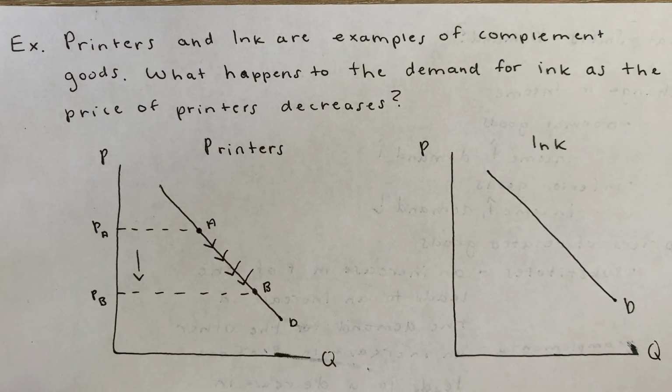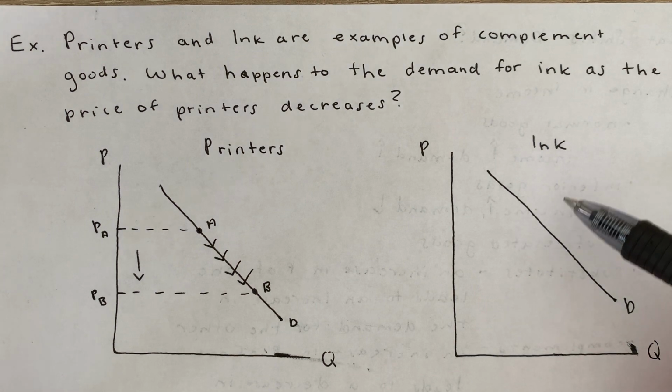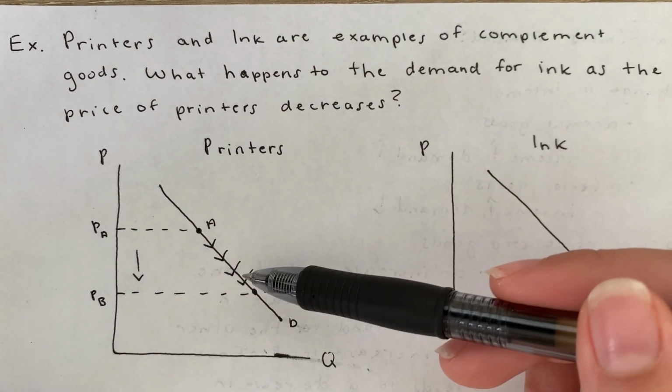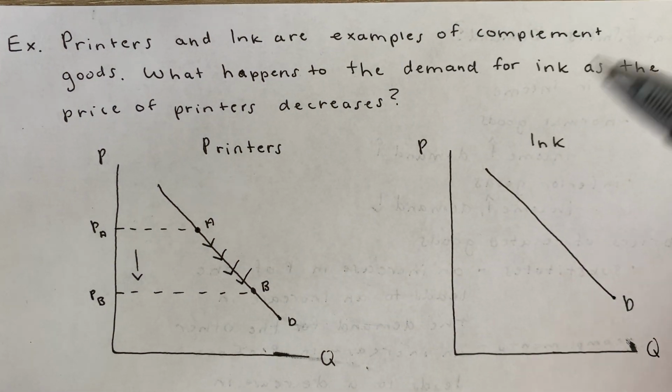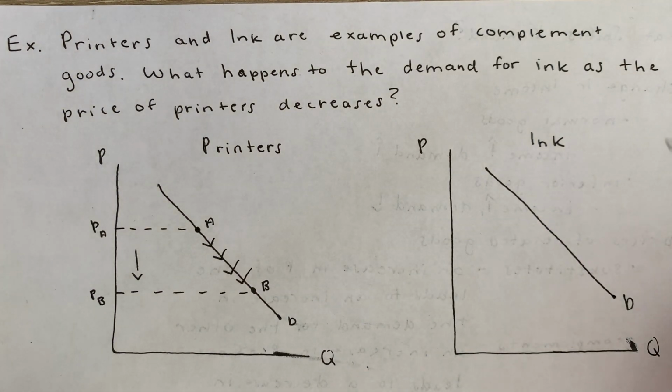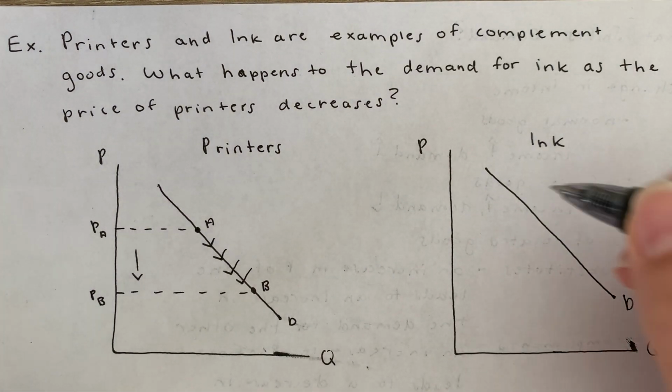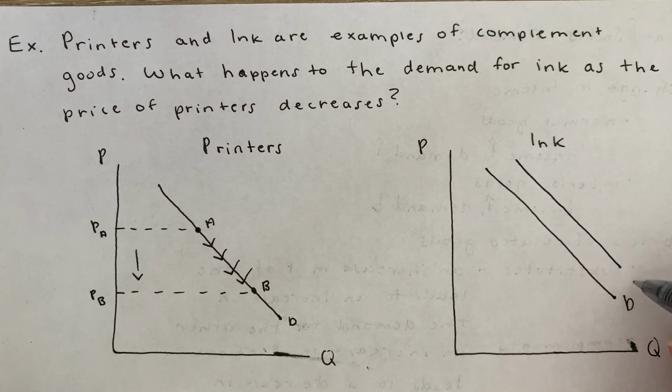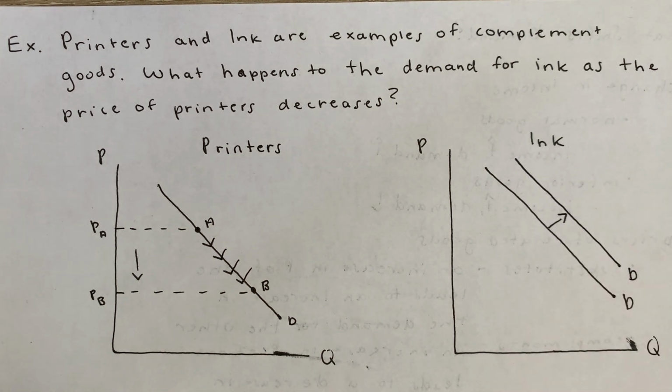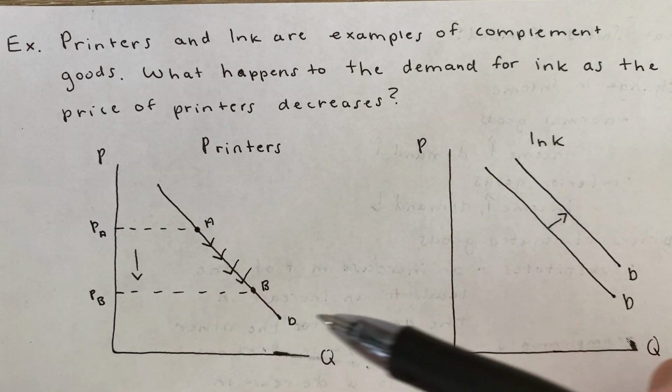So what happens to the demand for ink? What happens here in our ink market as the price of printers decreases? Well, we know that they're complement goods, right? So printers are cheaper, meaning people are going to be buying more printers most likely, and then they're going to also need more ink. So the demand for ink increases because printers are now cheaper.